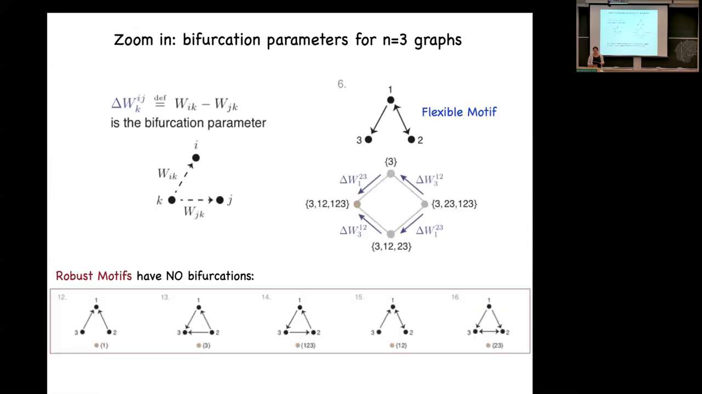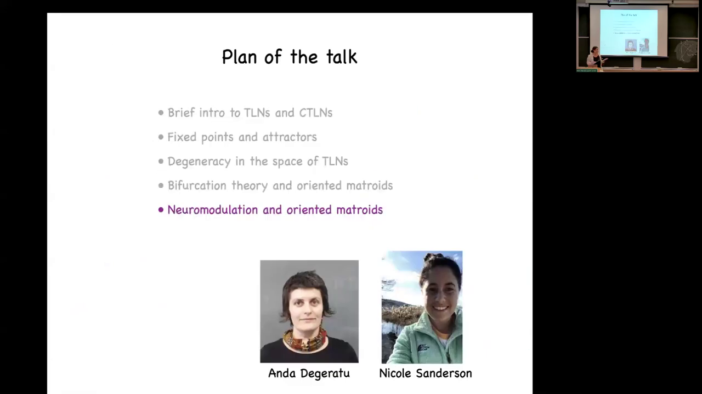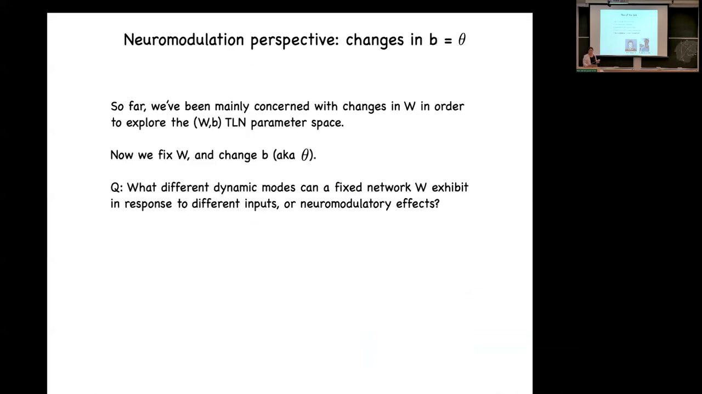Okay, so I'm going to wrap things up here. Unfortunately, I can't get to the last story, but there's an oriented matroids part 2 that I'll just say 10 seconds about. This is joint work with Nikki Sanderson, who's here, and Anna Digitatsu, and we studied what happens if you fix your matrix W but vary the B vector. So this is a neuromodulation story, because now the network is in some sense fixed, but the modulating inputs, the Bs, are changing. And in this case, you can also wonder what the bifurcation theory is as a function of those changing Bs.